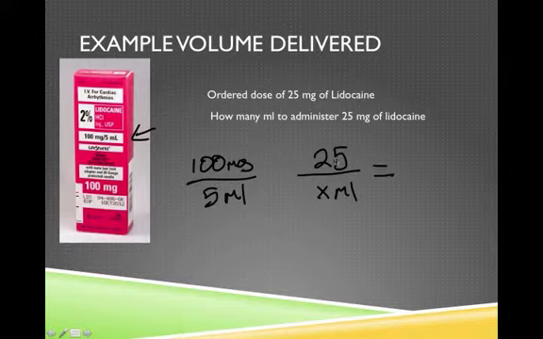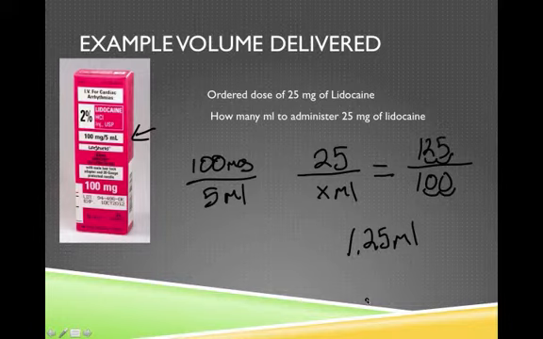So 5 times 25 is 125. 100 times 1 is 100. And we can still do that same little trick, both top and bottom. 1.25 milliliters would be our answer. That was an example of volume delivered.